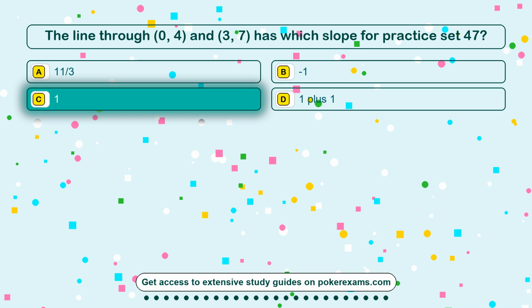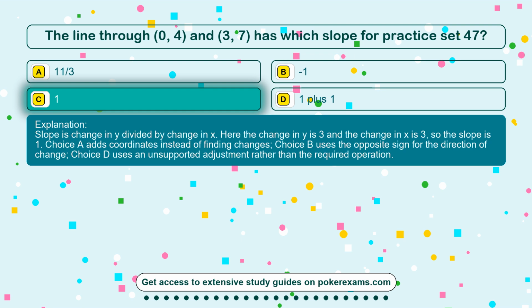The correct answer is option C, 1. Slope is change in y divided by change in x. Here the change in y is 3 and the change in x is 3, so the slope is 1. Choice A adds coordinates instead of finding changes, choice B uses the opposite sign for the direction of change, choice D uses an unsupported adjustment rather than the required operation.